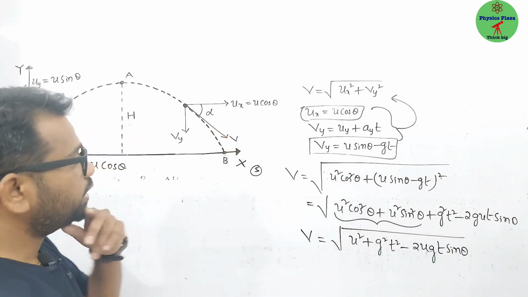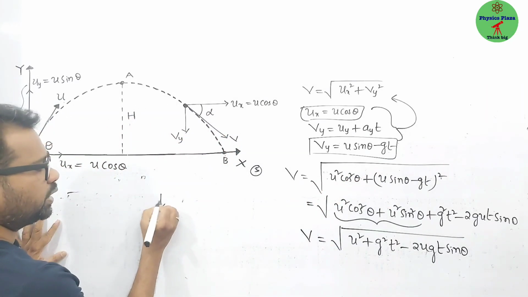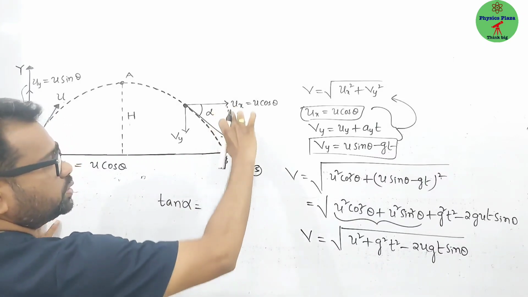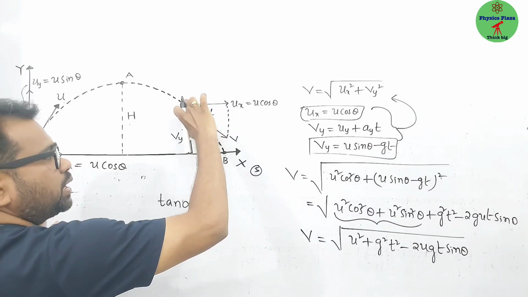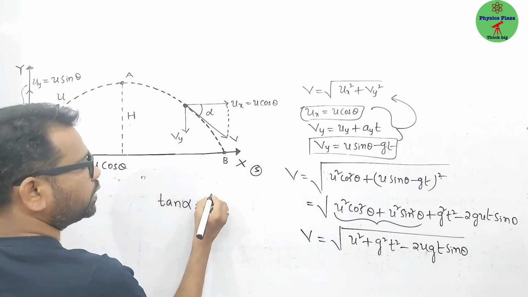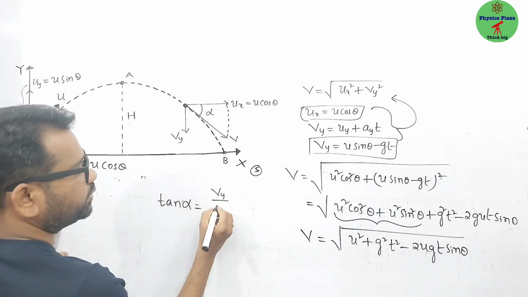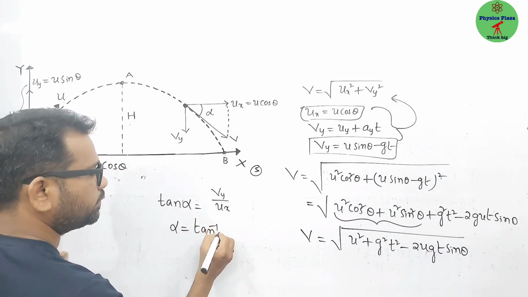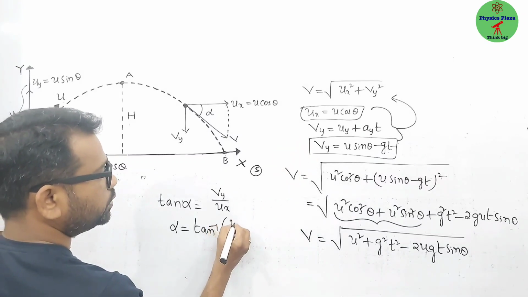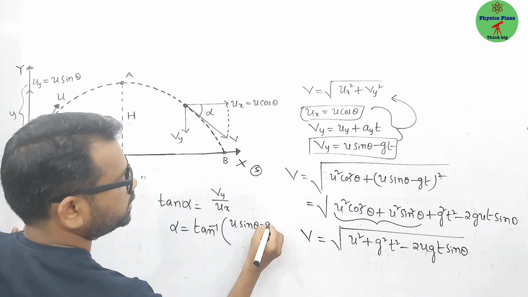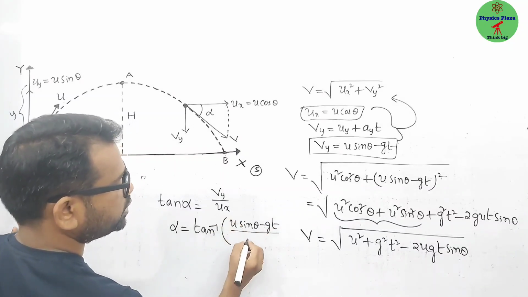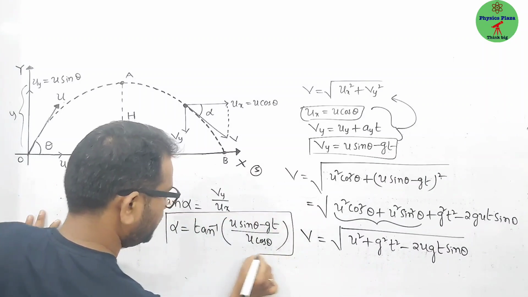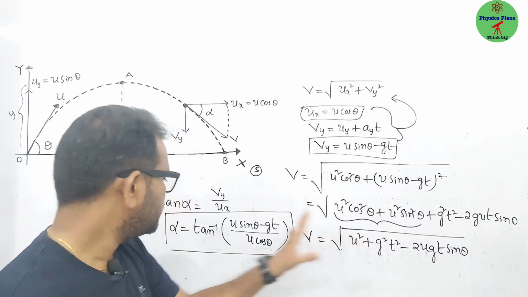But what about the direction, the alpha value? Look here, tan alpha is equal to, any vector can be shifted parallel to itself, so this is nothing but vy by ux. So alpha is equal to tan inverse of vy, which is u sin theta minus gt, by ux, which is u cos theta. So this is the direction of the instantaneous velocity. This is the magnitude and here is the direction.